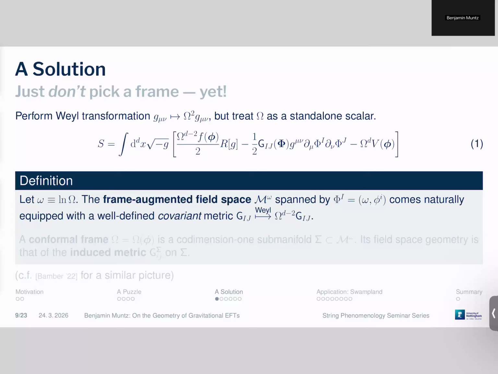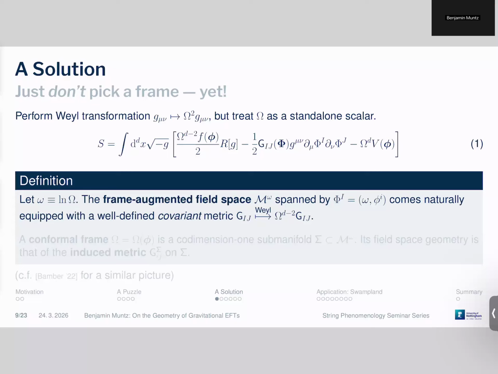And by doing this trick, you can notice something very cute. Namely, that if I want to go to a particular conformal frame, what I'm essentially doing is choosing my omega, my conformal mode, to be a function of the remaining scalar fields.